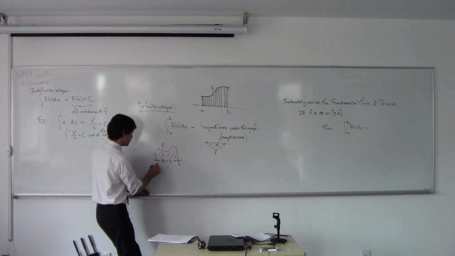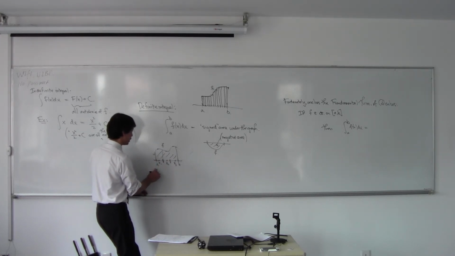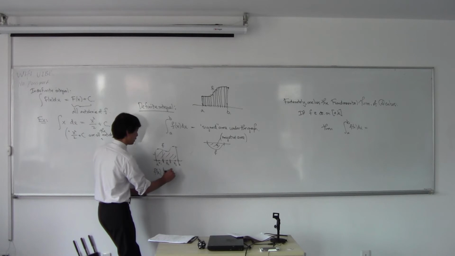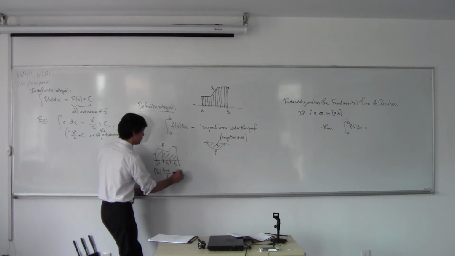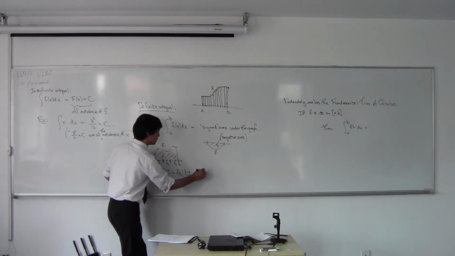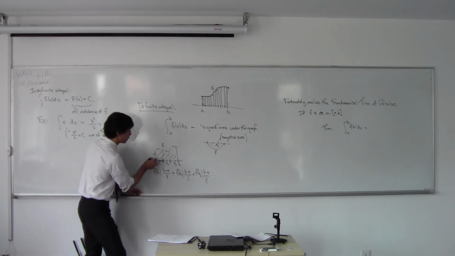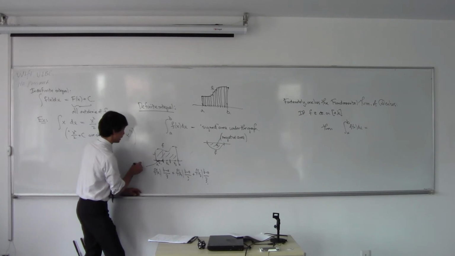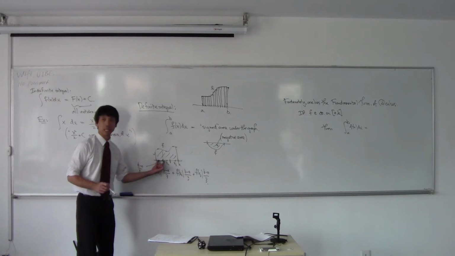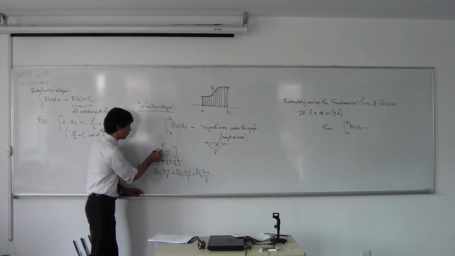Right? I'm going to take x1, x2, and x3, and I'm going to take f of x1 times (b minus a)/3, and I'm going to add that to f of x2 times (b minus a)/3, plus f of x3 times (b minus a)/3, right? Where this width here is (b minus a)/3, the length of this interval. And so you take the height and you multiply, and what you get is the sum of these areas here, like this.